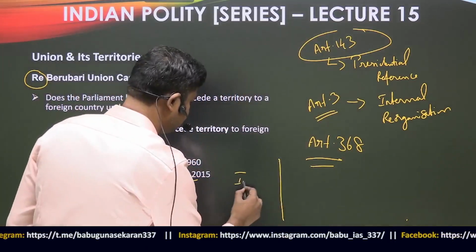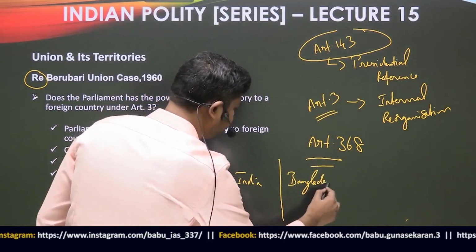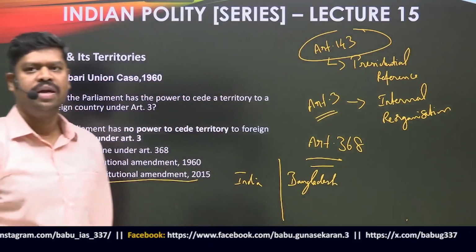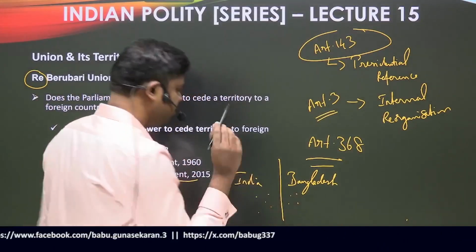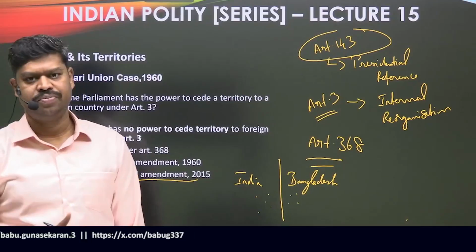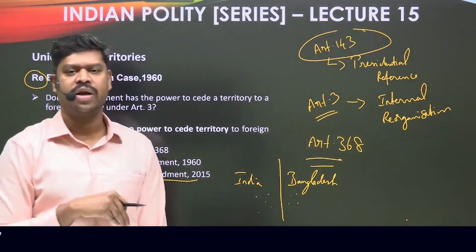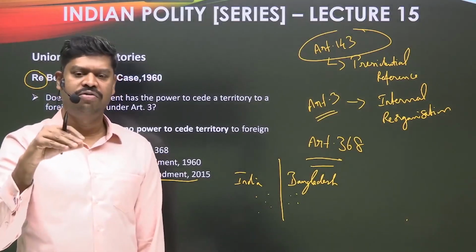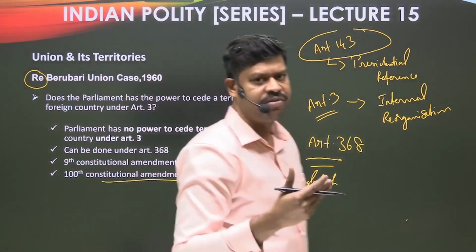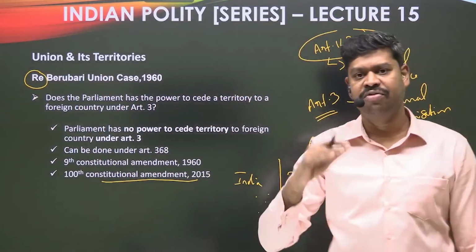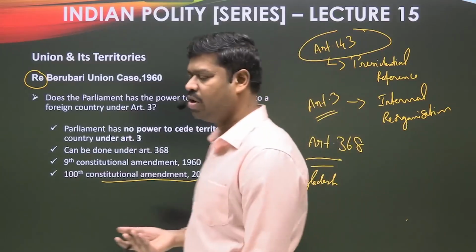Suppose let us assume this is India, this is Bangladesh. Between India and Bangladesh, there were a lot of enclaves. What do you understand by enclaves? Enclaves are nothing but small, tiny territories of land of one country which is completely located inside another country. So, for example, a small stretch of land of Bangladesh which is completely located inside India, or a small territory of land of India which is completely located inside Bangladesh. These territories would be referred to as enclaves. Enclaves of India inside Bangladesh, enclaves of Bangladesh inside India.